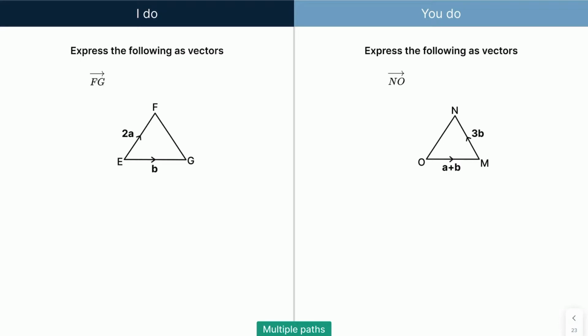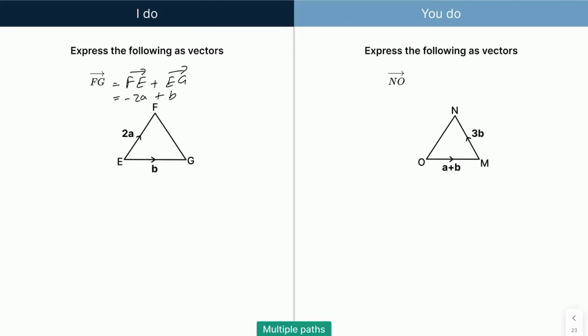And just being careful with the arrows on this example. So we are going from F to G. So I notice that when I go from F to E, the vector's pointing in the opposite direction. And then I'm going from E to G. So F to E is going to be minus 2A. And then we've got the B.